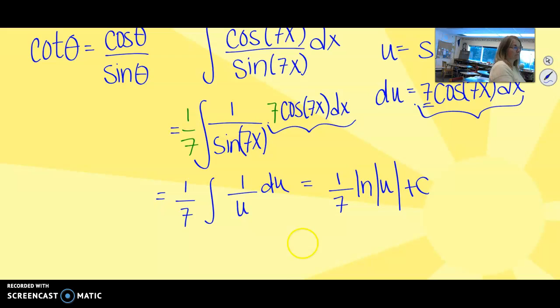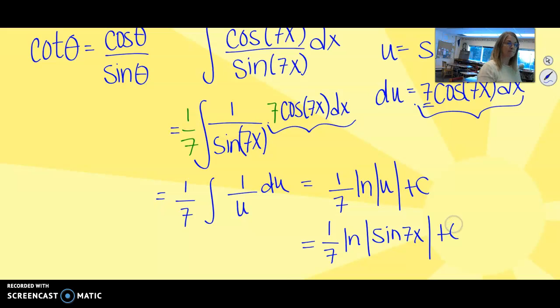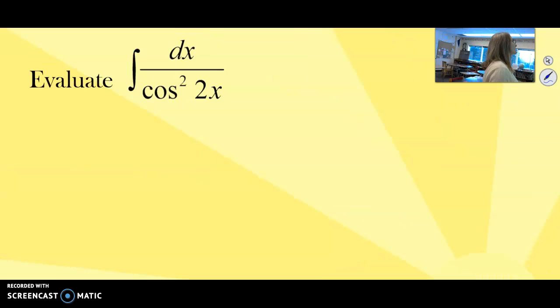Okay, and then now we have 1/7 of ln of, instead of u, I'm going to write what u was equal to, which is sine of 7x. And we're done. All right, example 2, write this one down.